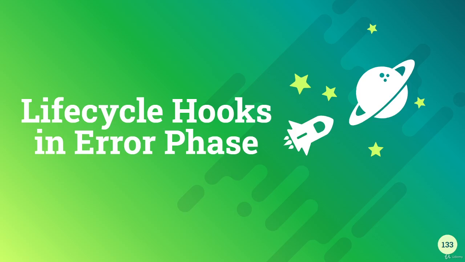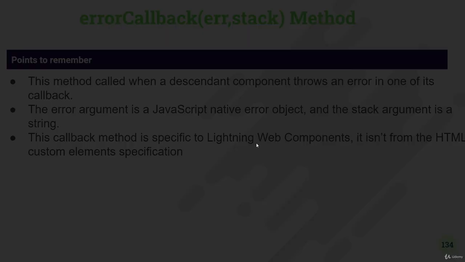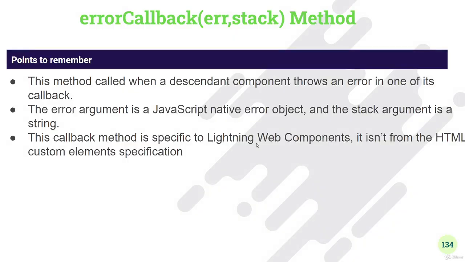In this video, we'll talk about the lifecycle hook in the error phase. In the error phase, we have one lifecycle hook, that is errorCallback, and this lifecycle hook takes two arguments. First is the error argument, second is the stack argument. The error argument is an object and the stack is a string.